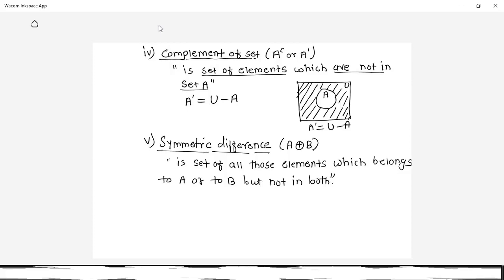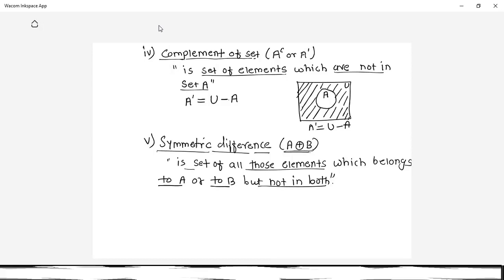Next important definition is symmetric difference, denoted by A symmetric difference B. It is the set of all elements which belong to set A or set B but not in both. Means elements which are not common between set A and B. Common elements we should exclude.